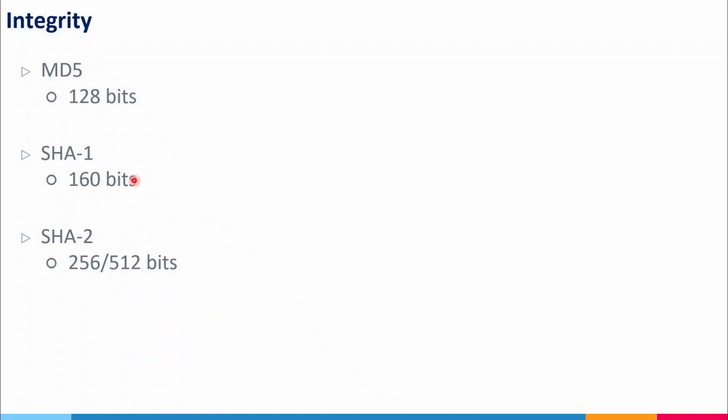So here are a few algorithms which help to achieve integrity. One is MD5, 128 bits. So it converts the actual data to a 128-bit value. SHA-1, which is 160-bit. SHA-2, which is 256 or 512 bits.